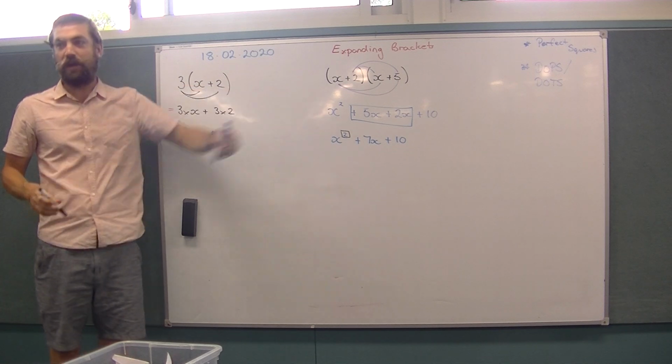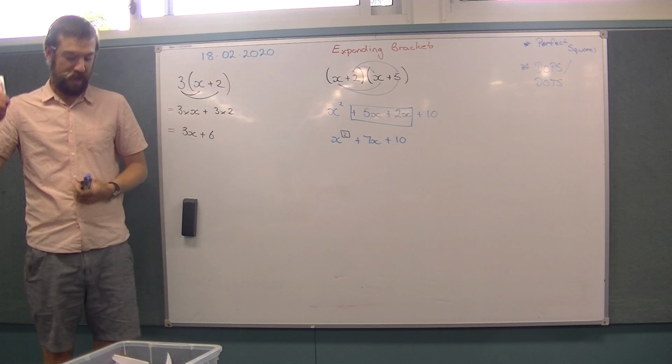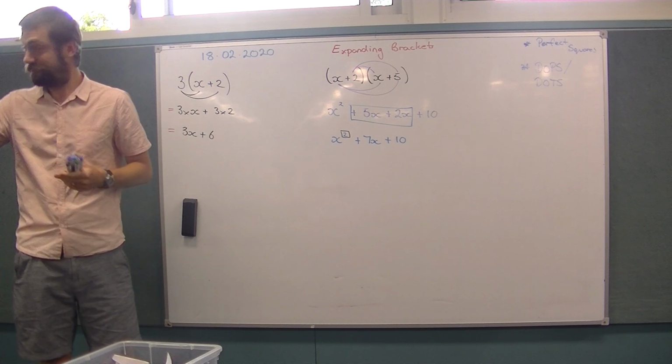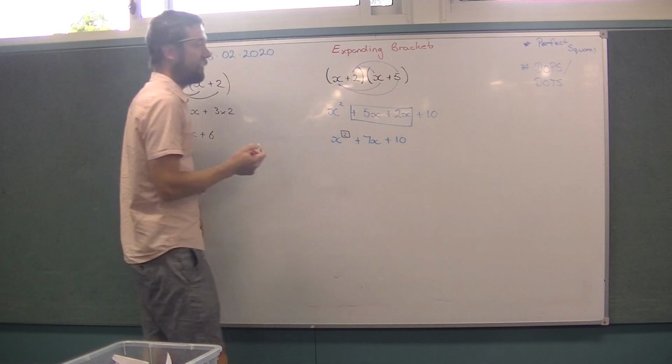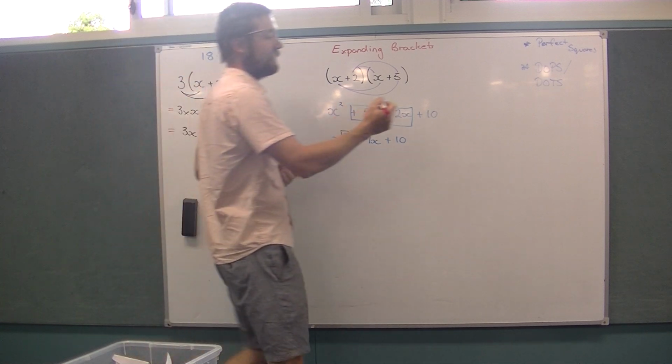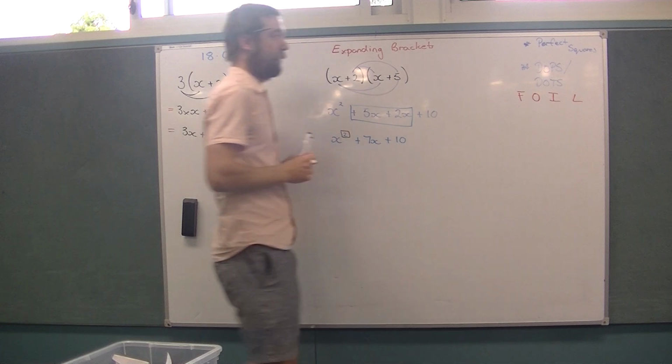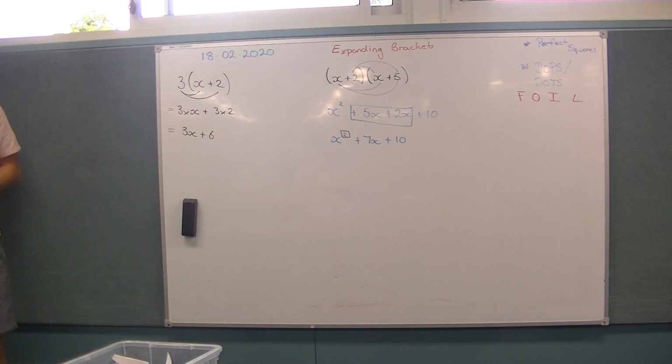Right, so this you've known as FOIL, haven't you? First, outside, inside, last. I think Will called it opposite. So terms opposite each other at either end. Generally, I teach it as first, outside, inside, last. It's there to help you when you have 2 sets of brackets, which is the most common thing.